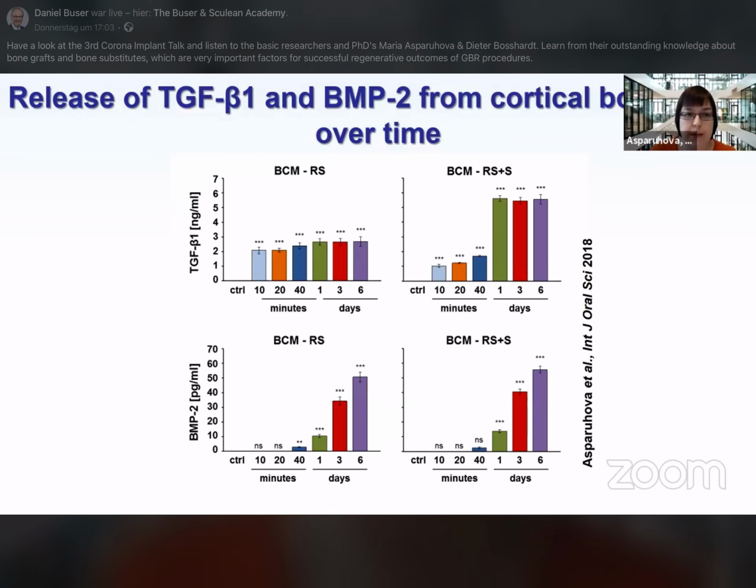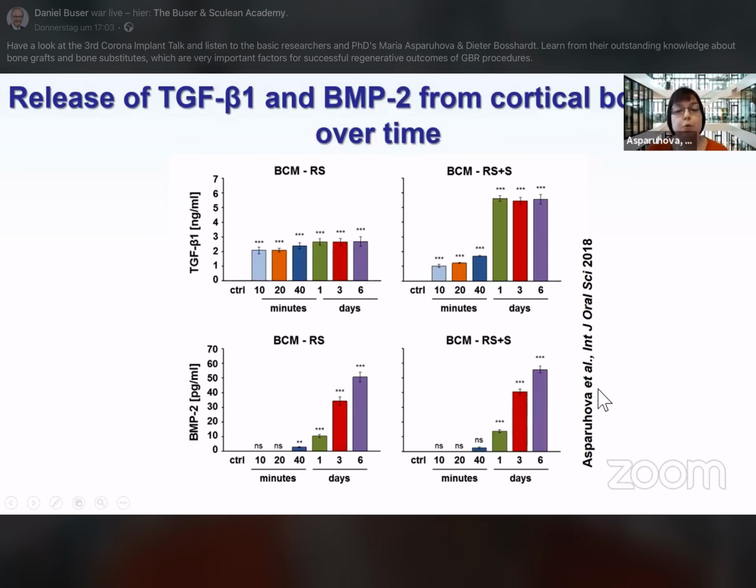We first analyzed the release of TGF-beta1 and BMP2 in BCMs extracted within different time periods. We found that TGF-beta1 was released very fast by the cortical bone chips, within 10 minutes, with no further significant release over time. Interestingly, the TGF-beta1 release was higher in BCM preparations made in the mixture of Ringer solution and serum. In contrast to TGF-beta1, BMP2 could not be detected in BCMs extracted within 10 and 20 minutes. However, increasing and significant amounts of the growth factor were detected from 40 minutes on in both diluents.